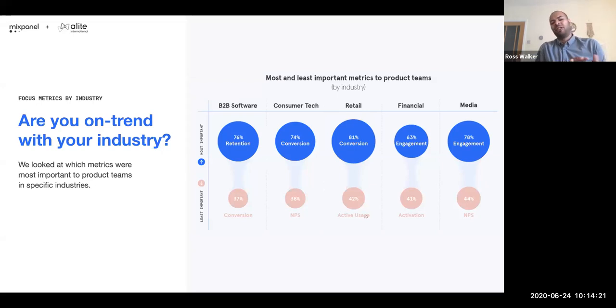This doesn't mean that conversion is not a metric that matters to them. What it means is that for B2B product teams, when they come to making decisions about what features to focus on and what features to release, the metric that they turn to first, and the one they're most likely to base those decisions on, is retention.